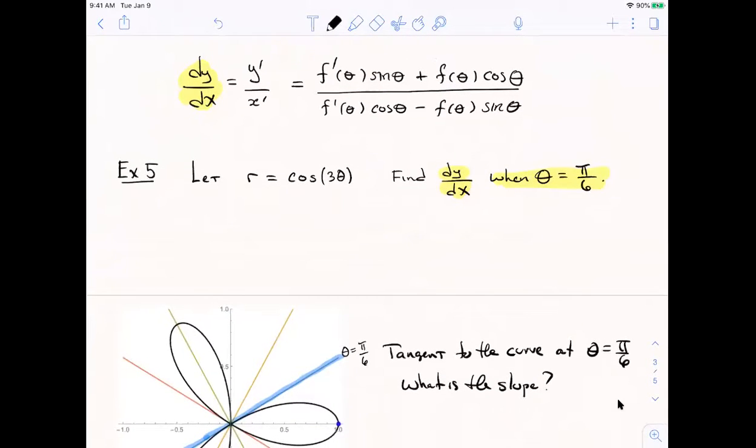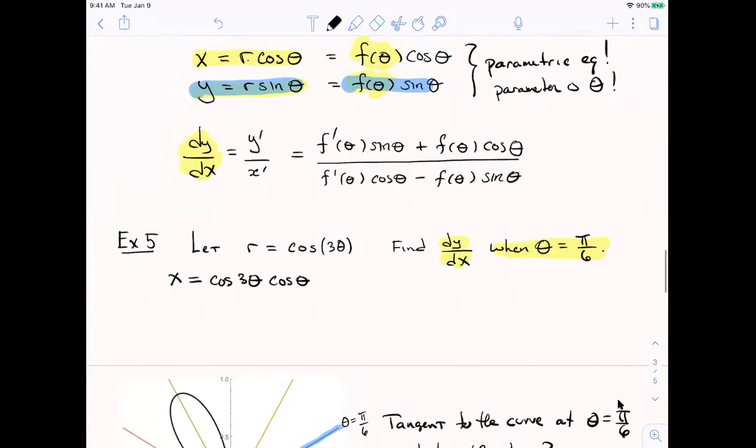What do I mean? Well, if r is the cosine of 3 theta, then x is the cosine of 3 theta times the cosine of theta, right? X is r cos theta. Y is the cosine of 3 theta times the sine of theta, because y is r sine theta. Okay, so we just have to differentiate those things with the product rule.